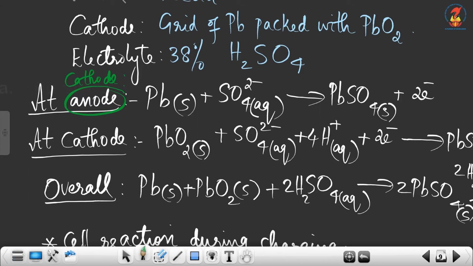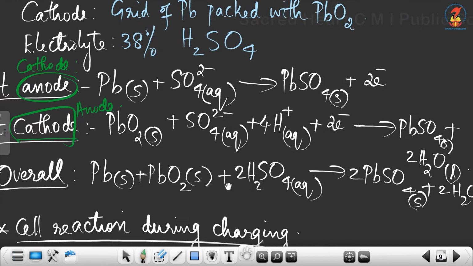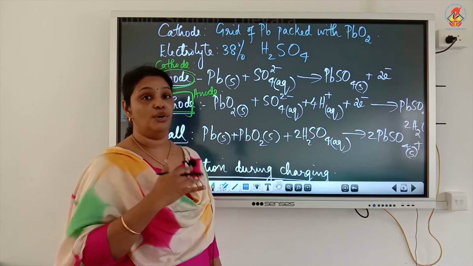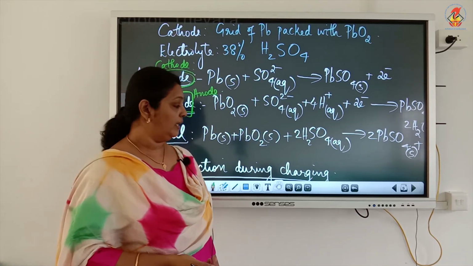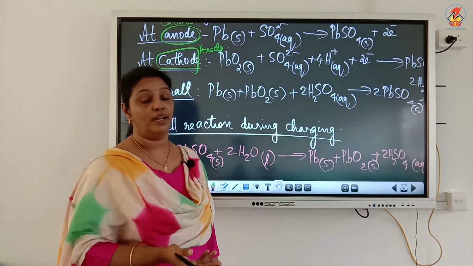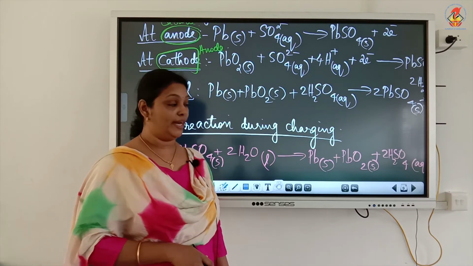Now, during recharging, this cathode will become anode. And at anode we have oxidation reaction. So, that will be the reverse of this reaction. That is PbSO4 plus 2H2O will get oxidized to PbO2 plus SO4 2 minus plus 4H plus plus 2 electrons. So, during recharging the anode and cathode change, and the reactions also change. Okay, so these are the reactions taking place during discharging and recharging of a lead storage battery.